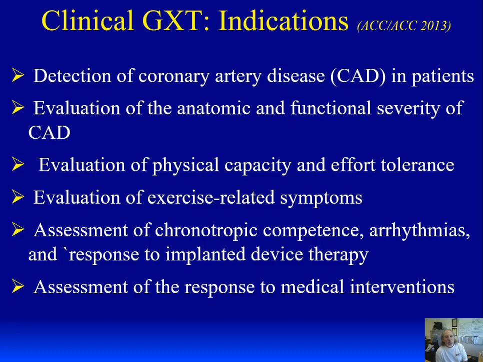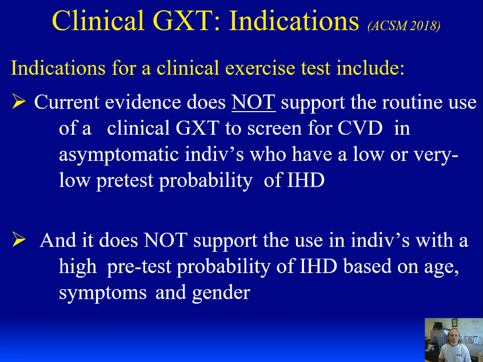So evaluation of physical capacity and effort tolerance, evaluation of exercise-related symptoms. Somebody goes, oh, I get breathless walking up a hill, etc. Assessment of chronotropic competence, arrhythmias, response to any implanted device therapy, and also any medical interventions. If somebody's got an exaggerated blood pressure response, you can check it at rest. But if they're people that exercise, you'll want to do a stress test to make sure that they've now got a normal blood pressure response.